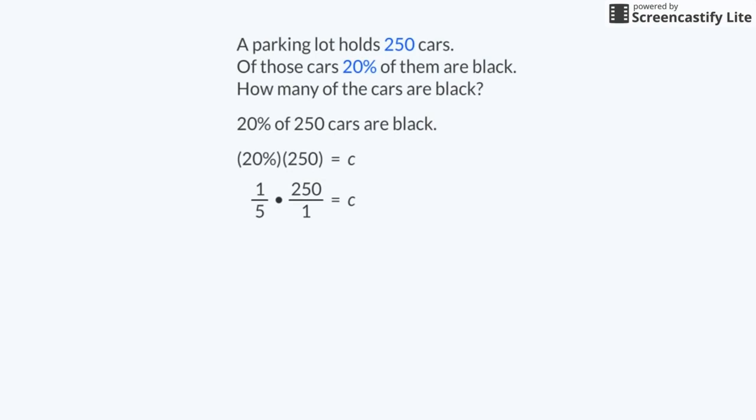I put 250 over 1, so I have two fractions to multiply. 1 times 250 equals 250, and 5 times 1 equals 5. So I have 250 over 5 equals C. Now I will simplify the fraction. 250 divided by 5 is 50. So 50 equals C, which is the same answer that I got before. With either method, there are 50 black cars in the parking lot.